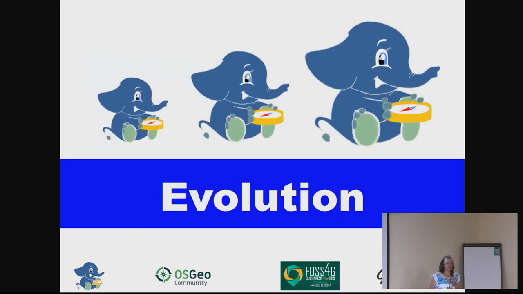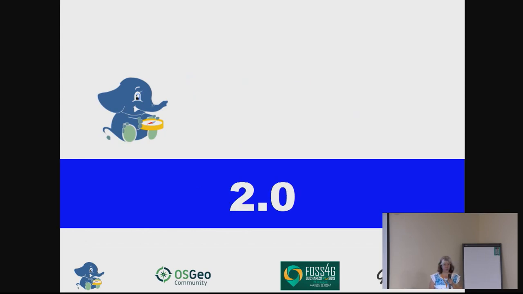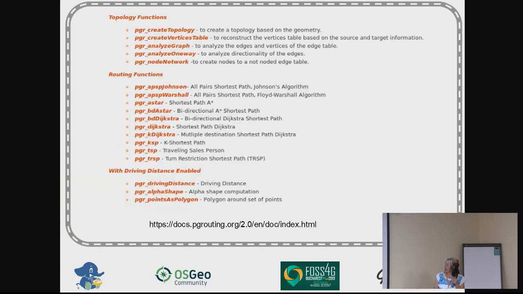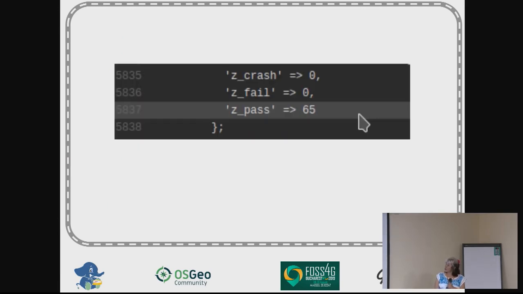Now, pgRouting has been growing since 2013, when I arrived to it. So let's see our evolution. When I arrived, version 2.0 was about to be released. It's when I made my first open source contribution, before this release. And that is the total number of functions that were in that release. We had the incredible amount of 65 unit tests.